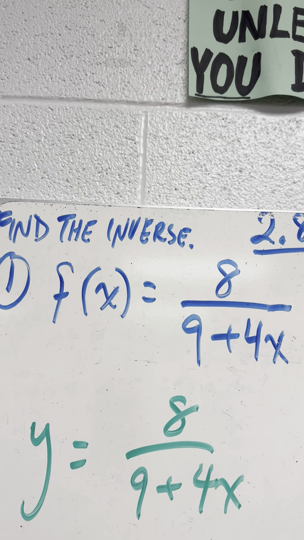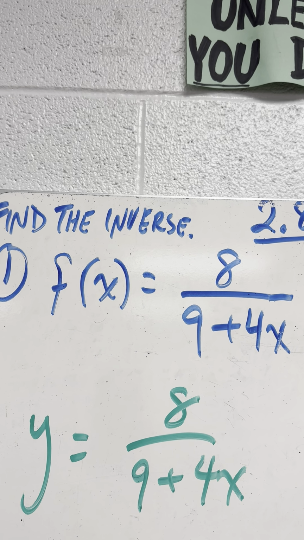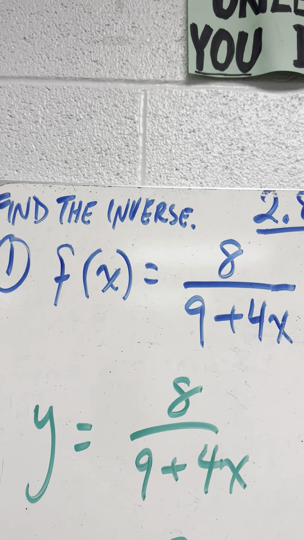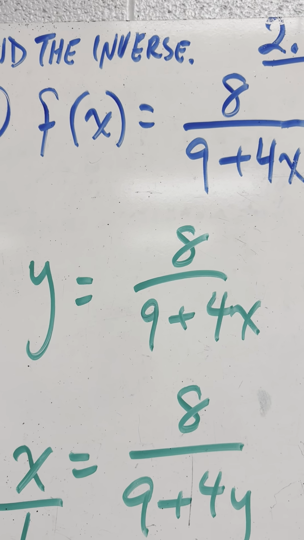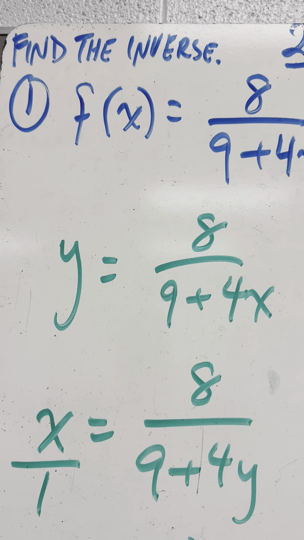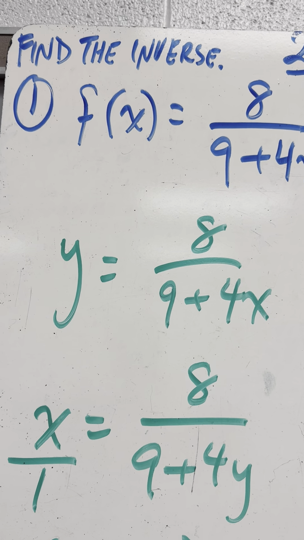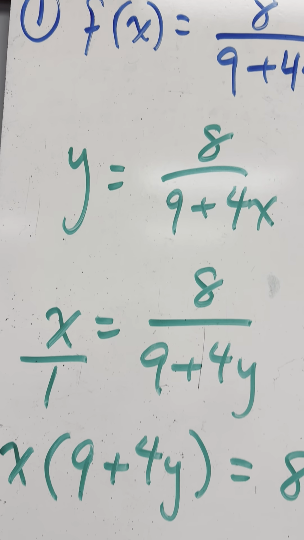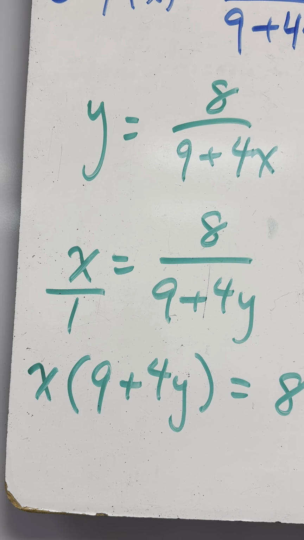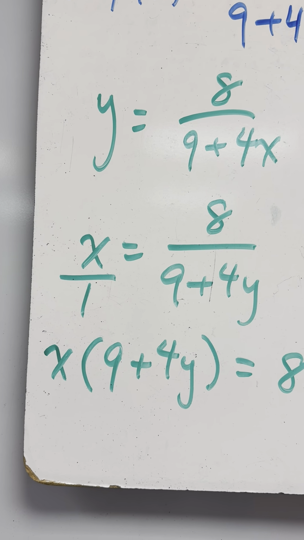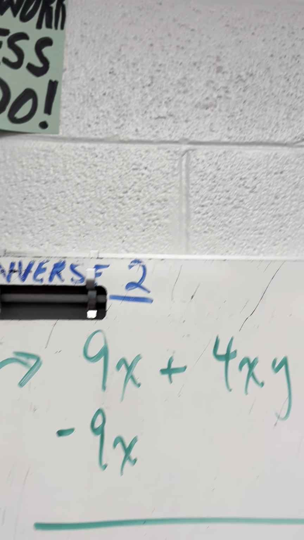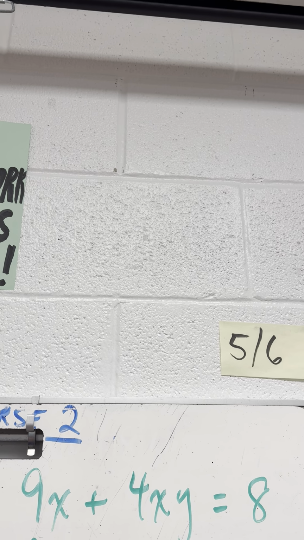You're going to swap out the y and the x, meaning instead of y you put x, instead of x you put y. Okay? So you have x equals 8 over 9 plus 4y. I'm going to put x over 1. And now I'm going to cross multiply. I'm going to say x times 9 plus 4y equals 8. Okay? And when I distribute, I get 9x plus 4xy equals 8.